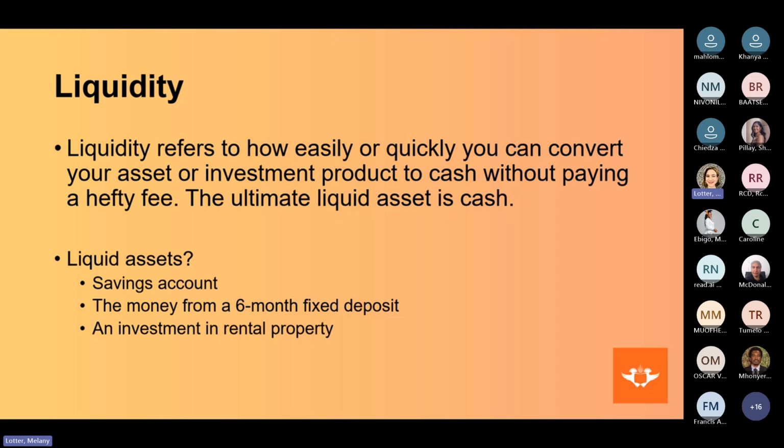Liquid assets might be your savings account, or money from a 6-month fixed deposit. So if you have an emergency fund for now, but savings for the end of the year or your graduation next year can be in a fixed deposit, because you know you don't want to touch that money. Then it's a good idea to put it in a fixed deposit, a 6-month one.